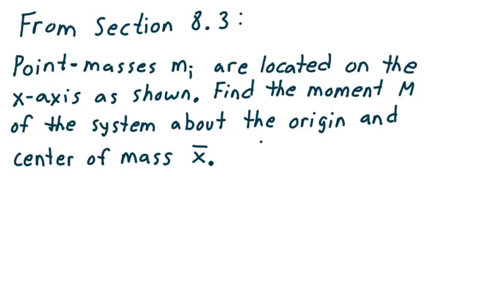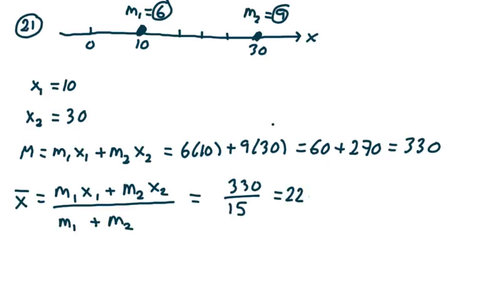This is a video from section 8.3. The directions say the following. Point masses m sub i are located on the x-axis as shown. Find the moment capital M of the system about the origin and center of mass x bar. And with that, we're going to take a look at problem number 21.